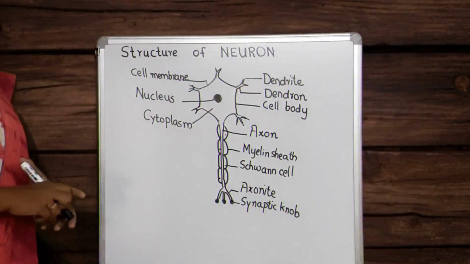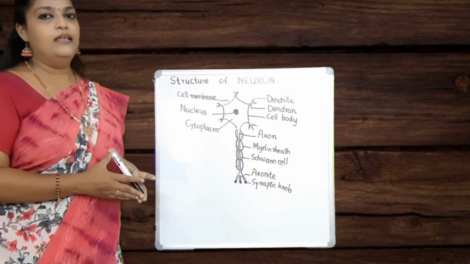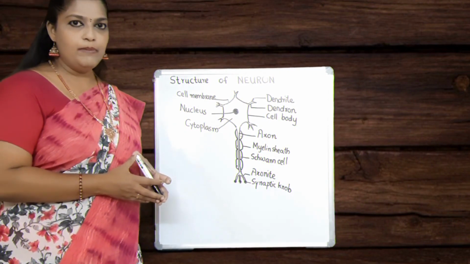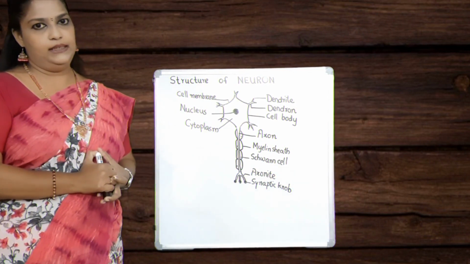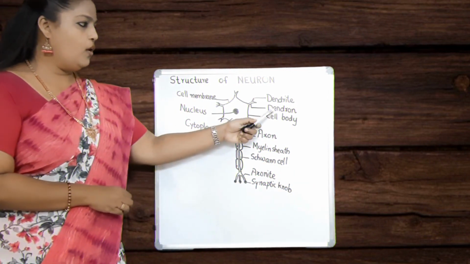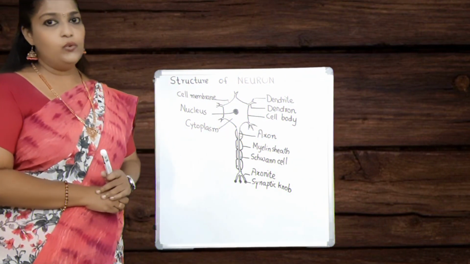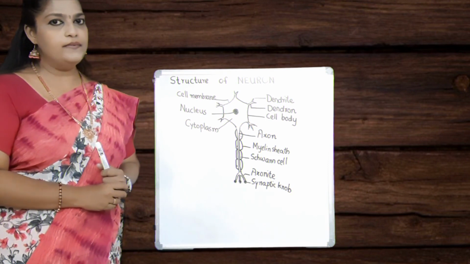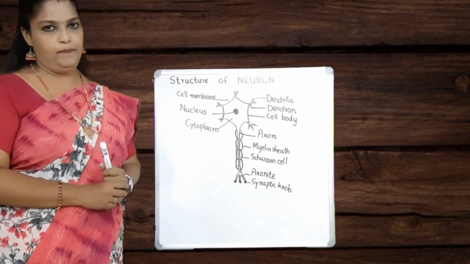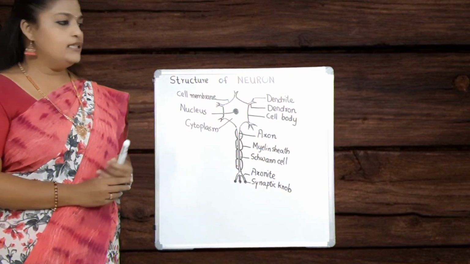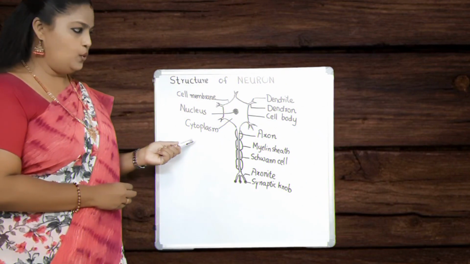So this is the simple structure of a neuron. The length, the shape or the size may vary, but all neurons possess certain basic parts. They are dendron, cell body and axon. So what do you mean by neuron or nerve cell? It is the basic structural unit of the nervous system. Like the other cells, it also has a cell membrane, a nucleus and cytoplasm.